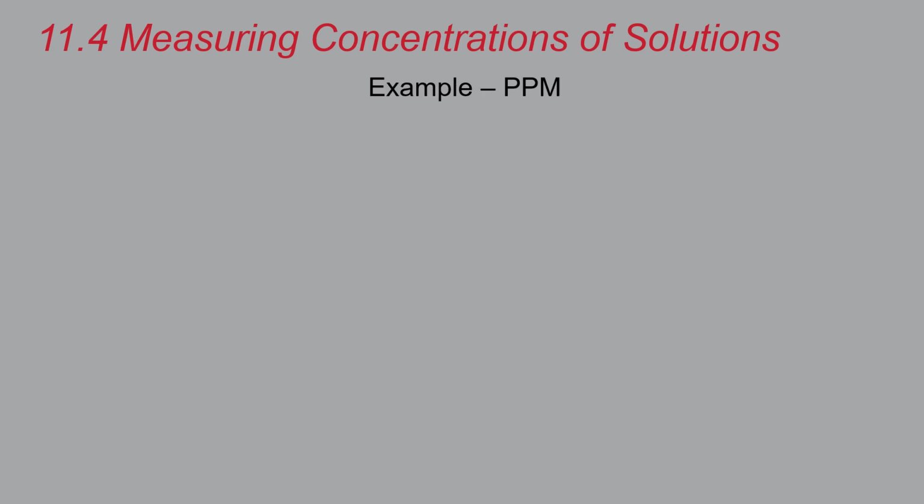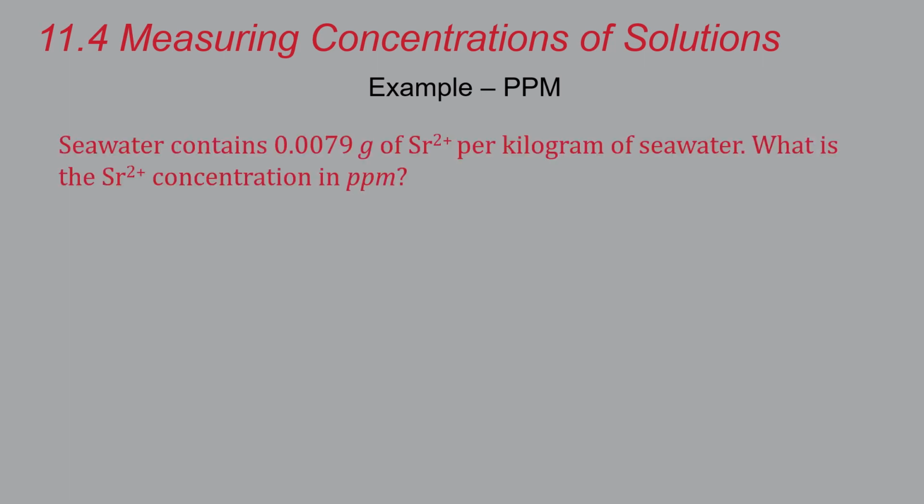All right, so let's do another one, parts per million. This is something that is used to make fairly dilute solutions have concentrations with a reasonable number of digits. It turns out that seawater is chock full of a lot of stuff, not just sodium chloride, and one of those is strontium ions. Typically seawater will contain about 0.0079 grams of strontium ions per kilogram of seawater. So based on that information, what is the strontium concentration in parts per million?